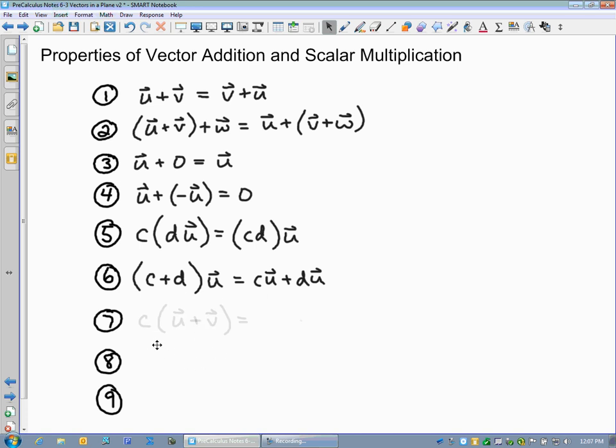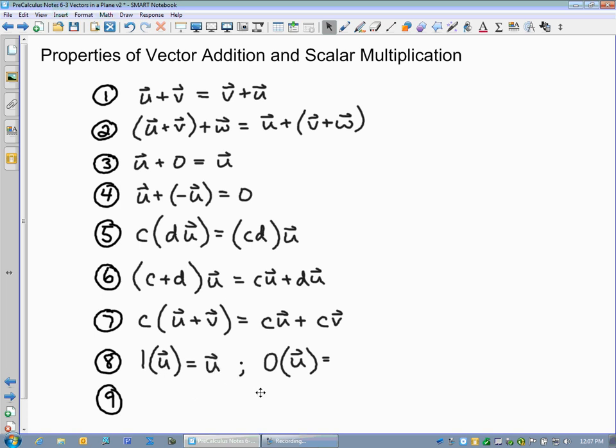And that also works if you have a scalar distributing into a sum of vectors. Again, notice that's scalar times vector, so it's going to be cu plus cv. We already did the identity element of addition. Well, there's also an identity element of multiplication, which would be 1 times any vector is itself. And the zero product property, if I have 0 times a vector, then the result is going to be 0. 0 times anything is going to be 0.